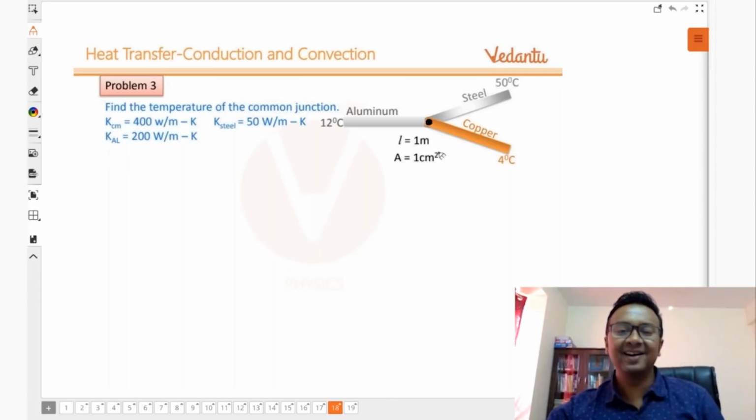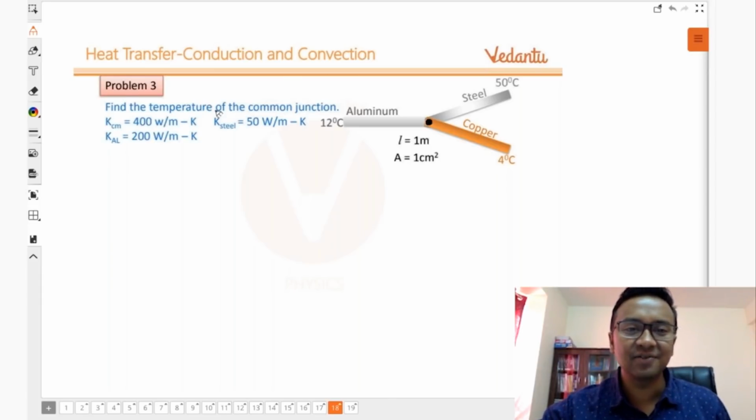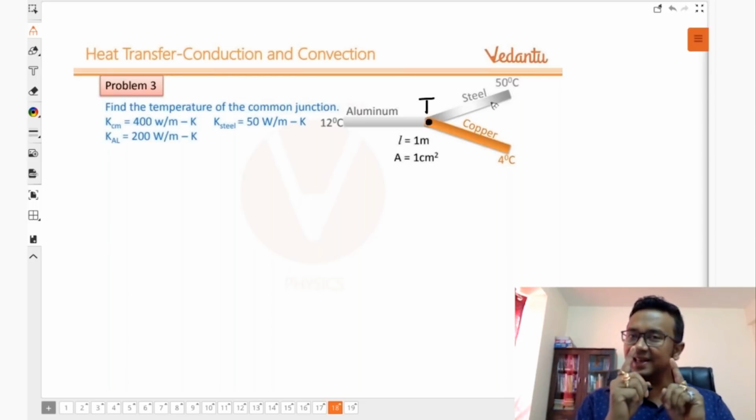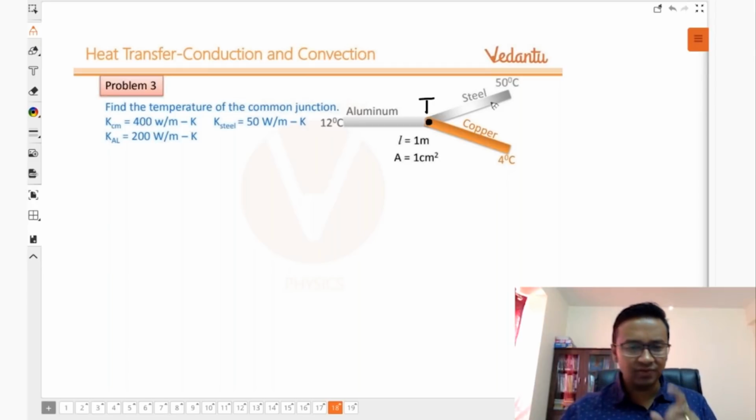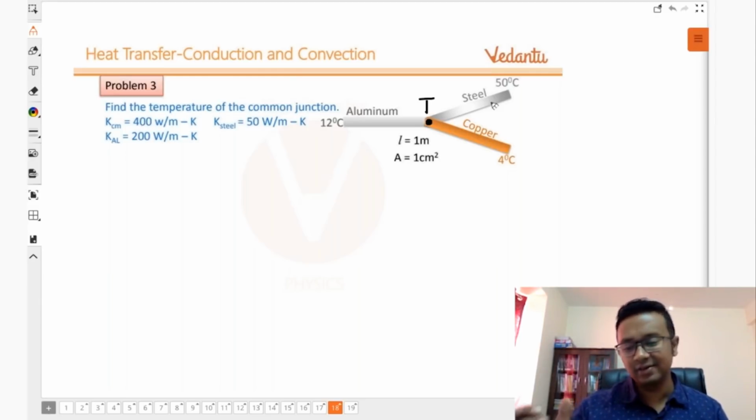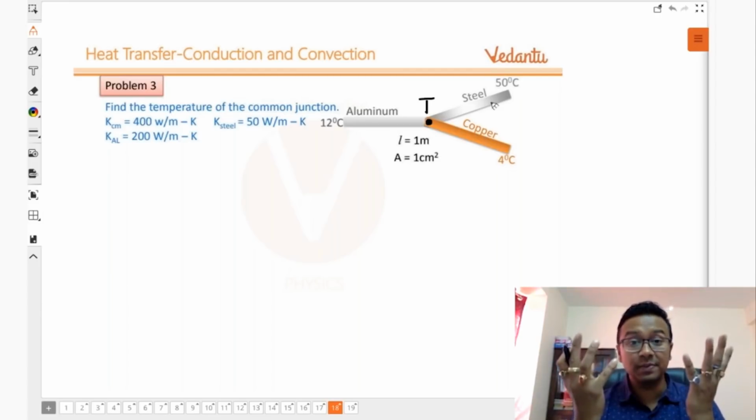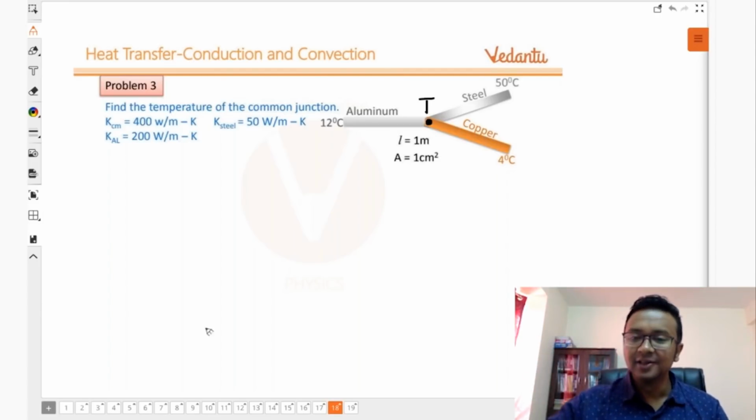What they have asked us is to find the temperature at the junction. So we'll take it as capital T. Now, students, in electricity, since most of you would be in the 11th standard, you would not know exactly, there's something called Kirchhoff's law. In Kirchhoff's law, they are saying that total incoming current is equal to total outgoing current. So at a junction, current will never either sink or spring up new from that particular junction.